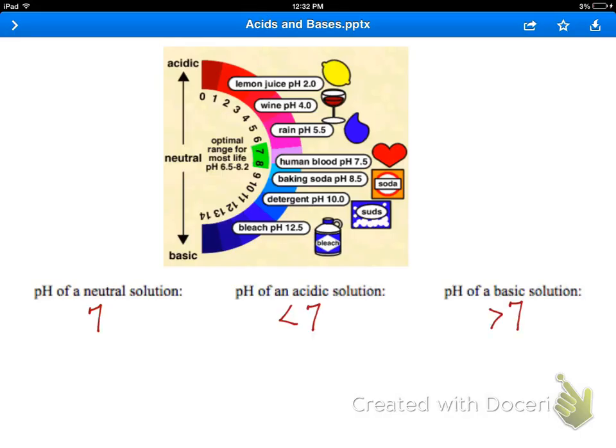So this is a summary of the pH scale. If it is a neutral solution, the pH is going to be exactly 7. If it's acidic, it is below 7, and if it's basic, it's going to be above 7. How far it is above or below 7 will determine how strong the acid or the base is.